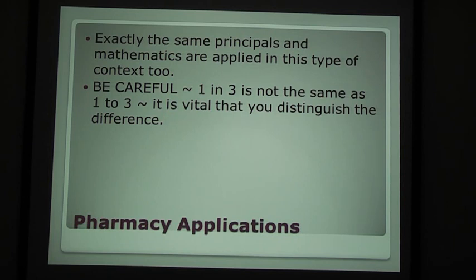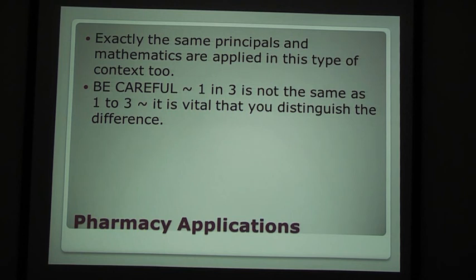Being careful that 1 in 3 is not the same as 1 to 3. It's very important that you distinguish the difference here. It's been repeated again because of how important it is that you get it right. 1 in 3 means the total number of parts is 3 and 1 out of them is the drug or the cement or the antifreeze or whatever. And 3 is the total number, so therefore 2 is the solvent.